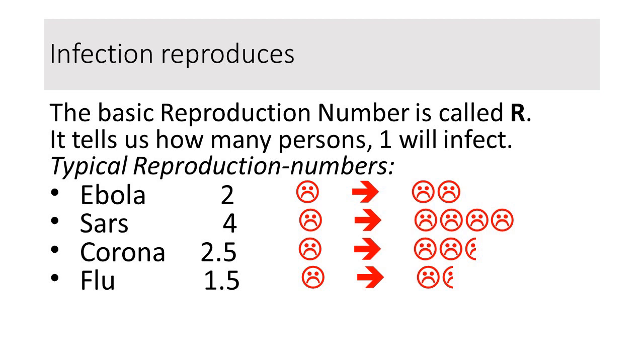Infection reproduces, and the basic reproduction number is called R. It tells us how many persons one will infect. Typical reproduction numbers are 2 and 4 for Ebola and SARS, and 2.5 and 1.5 for corona and flu.